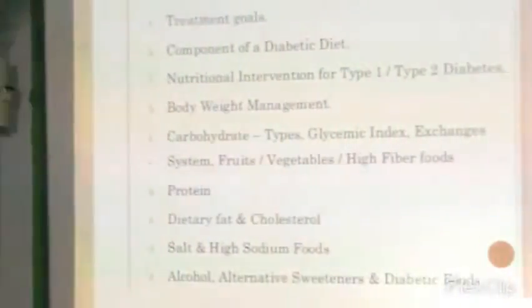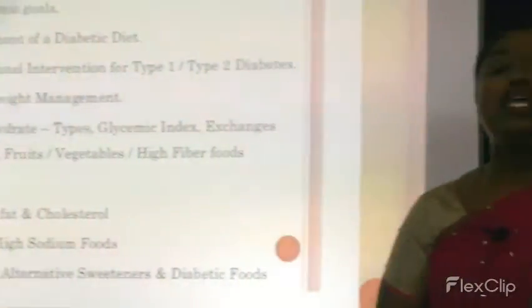For carbohydrate, we have to choose what type of carbohydrate to take. It should be a complex carbohydrate, not a simple carbohydrate. Coming to the glycemic index, what is the glycemic index? It is the glycemic load that has to be recognized in the type 2 diabetic patient. For example, the patient has to take wheat chapati rather than wheat kanji, because wheat kanji has a high glycemic index.